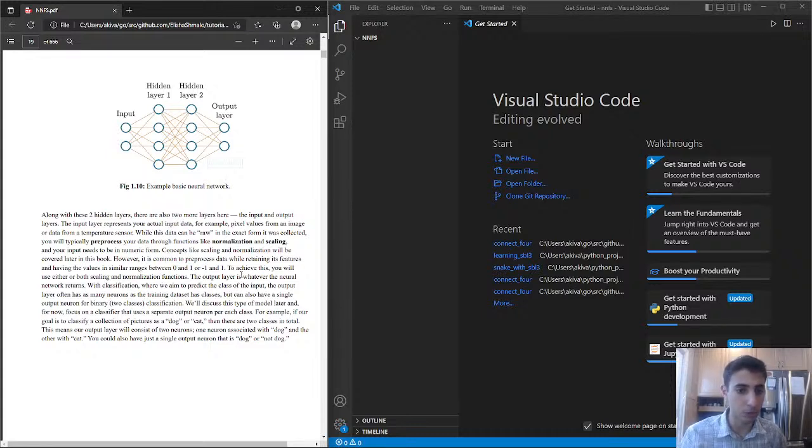The output layer is whatever the neural network returns. With classification, where we aim to predict the class of the input, the output layer often has as many neurons as the training data set has classes, but can also have a single output neuron for binary, two-class classification.